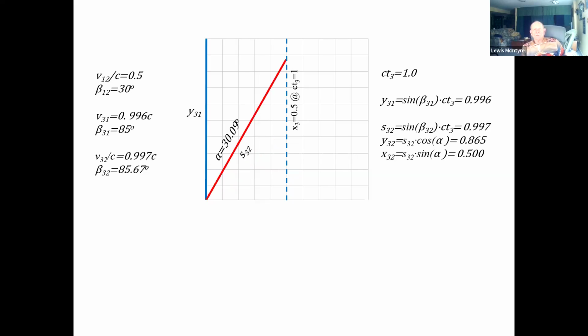Now we increase the recessional velocity to more than 99% of the speed of light, a velocity angle of 85 degrees. The velocity triangle emerges on the xy plane, with alpha becoming very approximately beta 1, 2. And the length of y31 and s32 becoming approximately equal, 0.9996 and 0.997.